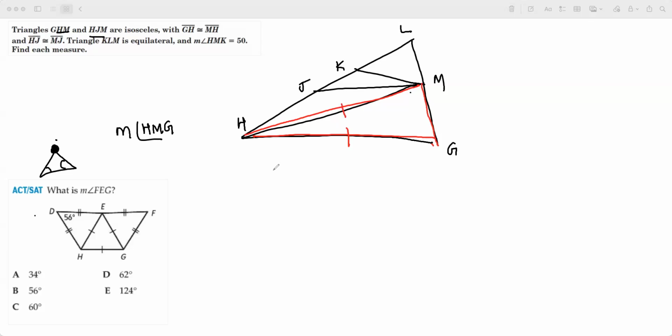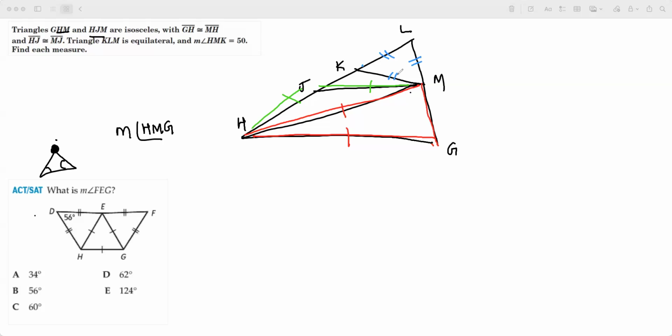Oh, good. I have drawn some proper diagram. And HJ equal to MJ. Those two. Good. Two isosceles triangles. That's what I see. Triangle KLM is equilateral. Oh, that's good. That's another clue. KLM is equilateral means this is equal to this is equal to this.